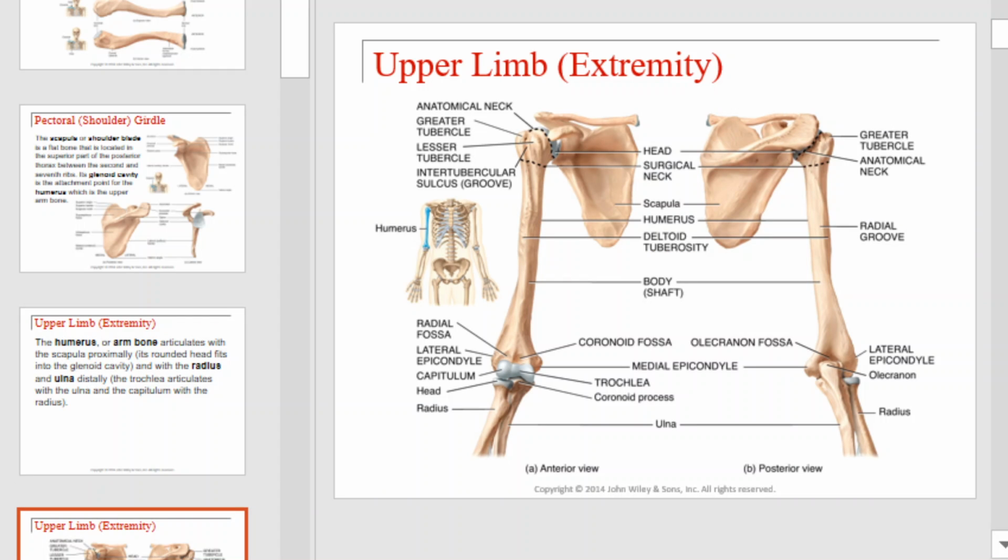This diagram illustrates the humerus in conjunction with the scapula and clavicle. You can also see the radius and ulna at the bottom part of the screen. Make sure you take time to familiarize yourself with each labeled structure in this diagram.